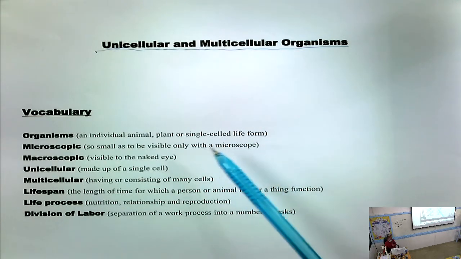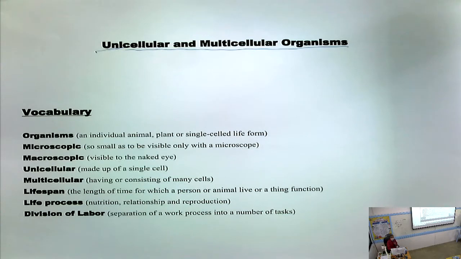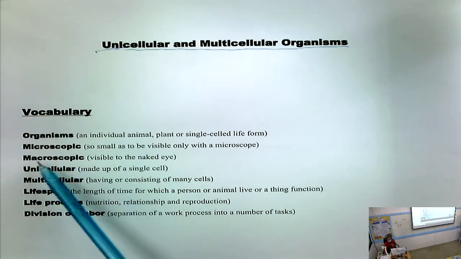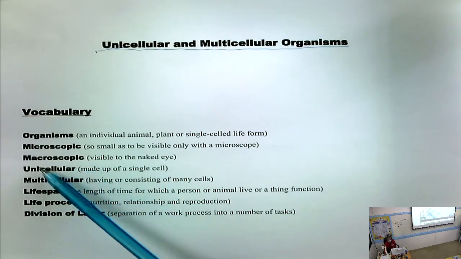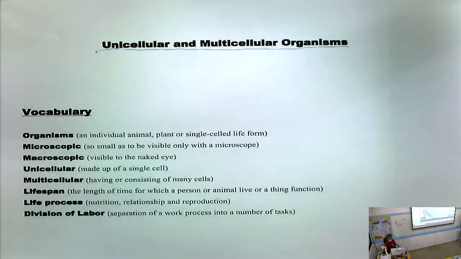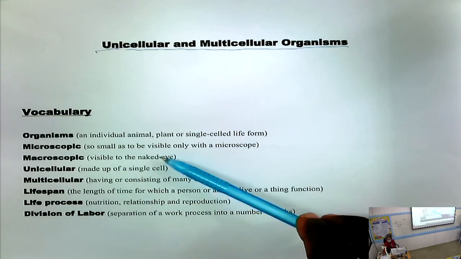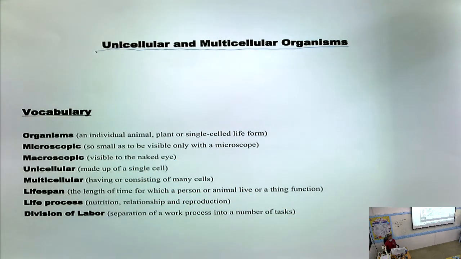I'm going to show you what a microscope looks like later. Then we have the word macroscopic. Together, macroscopic. Can we participate? Macroscopic. Macro is different from micro. Micro means small. Macro means something big. Macroscopic is something we can see with our eyes. It's visible to the naked eye. We don't need anything to magnify it.